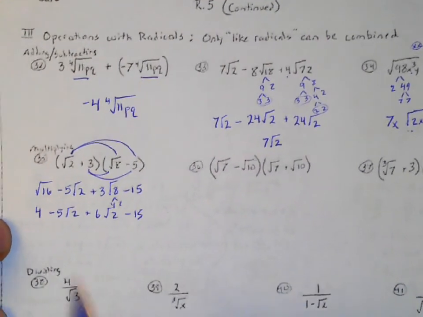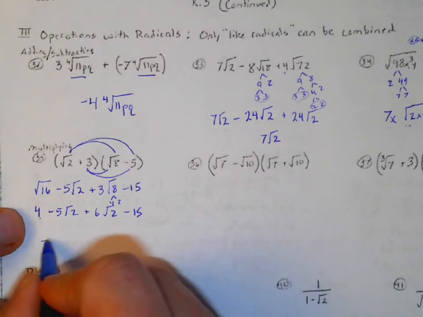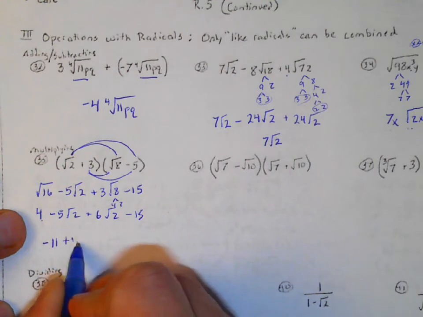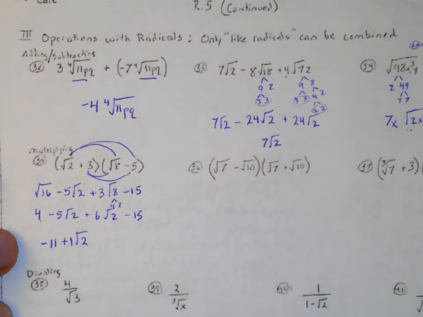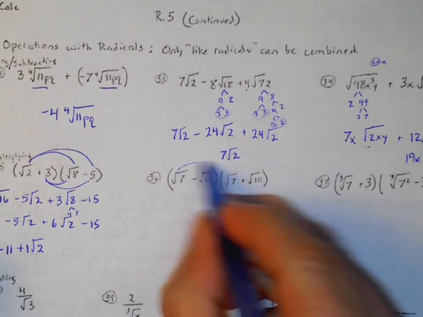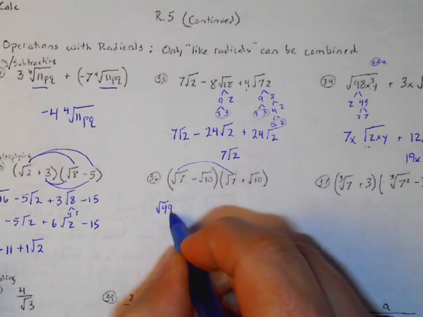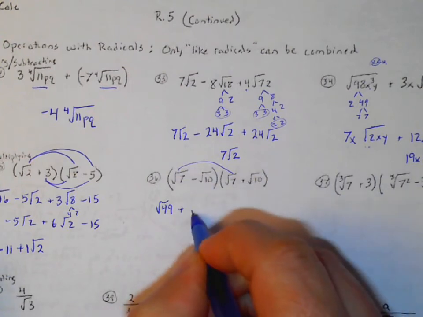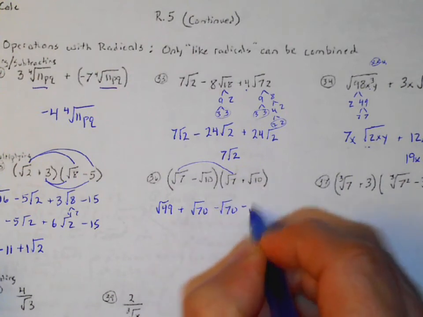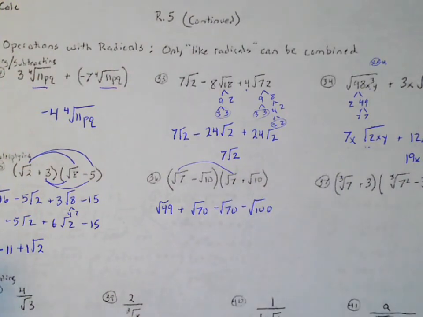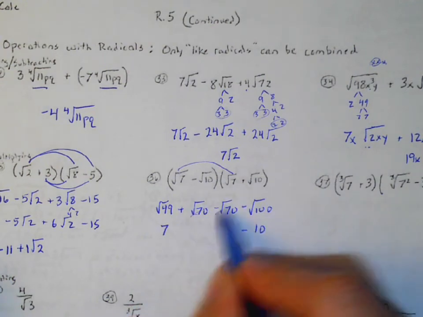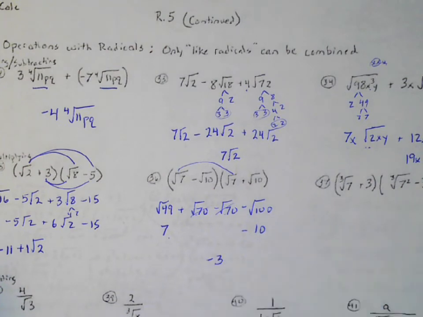Then we add the like terms. So this minus 15 is -11. Adding the square root of 2's together would be plus 1 square root of 2. You can have the 1 there or not, either way. This times this, square root of 49. This times this, plus the square root of 70, minus the square root of 70, minus the square root of 100. Okay, square root of 49 is 7, this is 10. Those middle terms cancel out, so 7 minus 10 is -3.